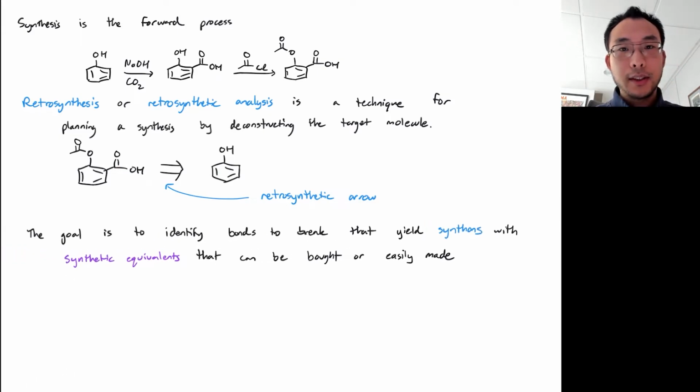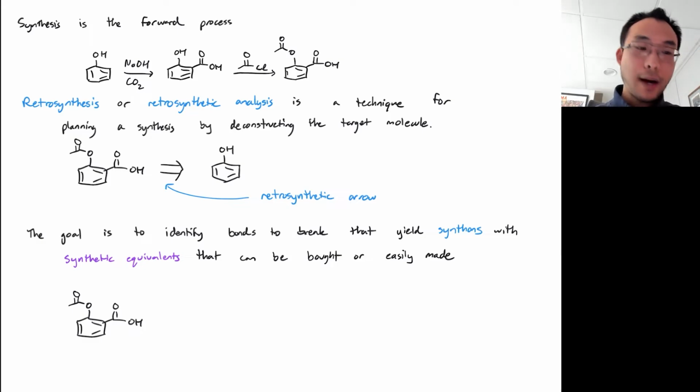The way retrosynthesis works is you're supposed to identify bonds to break, and to break those bonds to yield what are called synthons, and those synthons are then going to be related to what are called synthetic equivalents that you know how to make using other chemical reactions. And eventually you're getting to synthetic equivalents that you can either buy from a chemical supplier, or you can make very easily using known methods. All right, let's perform retrosynthetic analysis on aspirin.